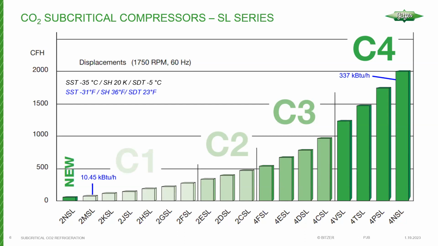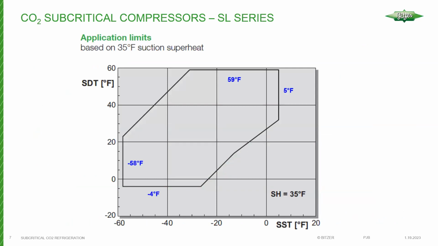Taking a look at ratings, I have just converted from the SI units to IP here. If we look at an application operating at minus 31 Fahrenheit saturated suction temperature and 23 degrees Fahrenheit saturated discharge temperature, which is approximately the condensing temperature, you can see the range in capacities from 10.5 thousand BTUs up to 337,000 BTUs per hour. And for the operating temperature range, evaporating temperatures are from minus 58 to plus 5.